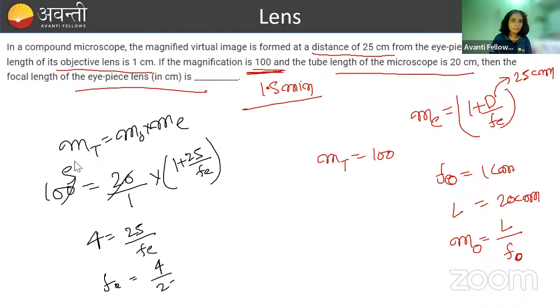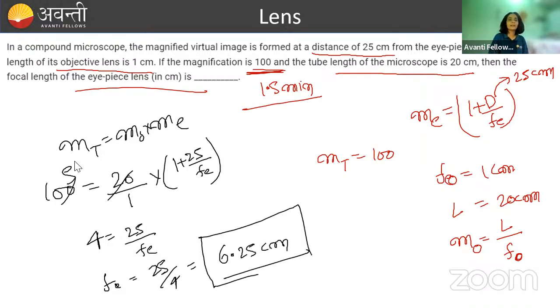24 by 25, and 4 by 25 we are getting, right? Have we done any mistake here? Okay, so Fe is equal to, I'm writing it wrong actually. 25 by 4. Yes, Sandeep. Sorry, I wrote the opposite, that's why it was coming wrong. So the correct answer will be 25 by 4. If we solve it, it will be equal to 6.25 centimeters. So this is going to be the correct answer.